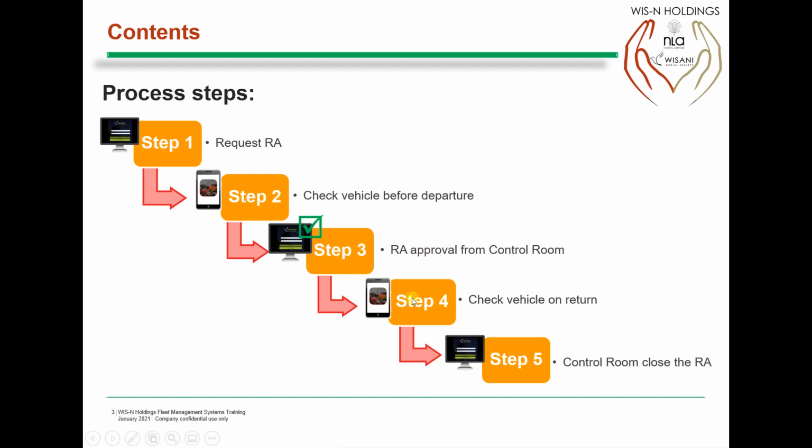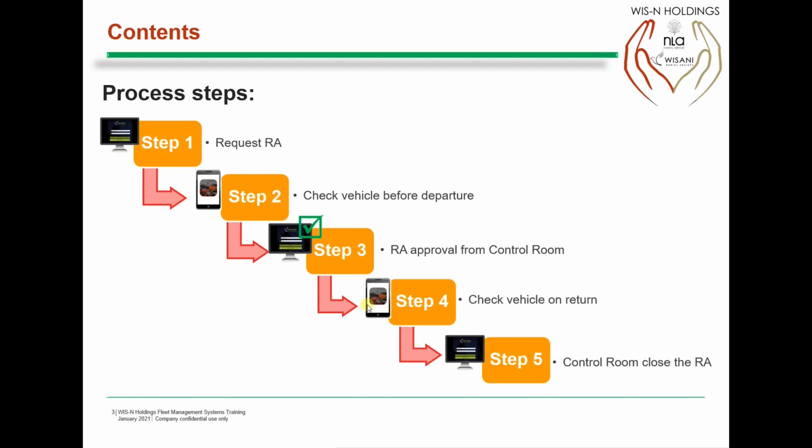Then the next step is for the branches to say, after you have now approved that root authorization request, they can now provide the driver with the root authorization number and the driver can now go on to his trip.